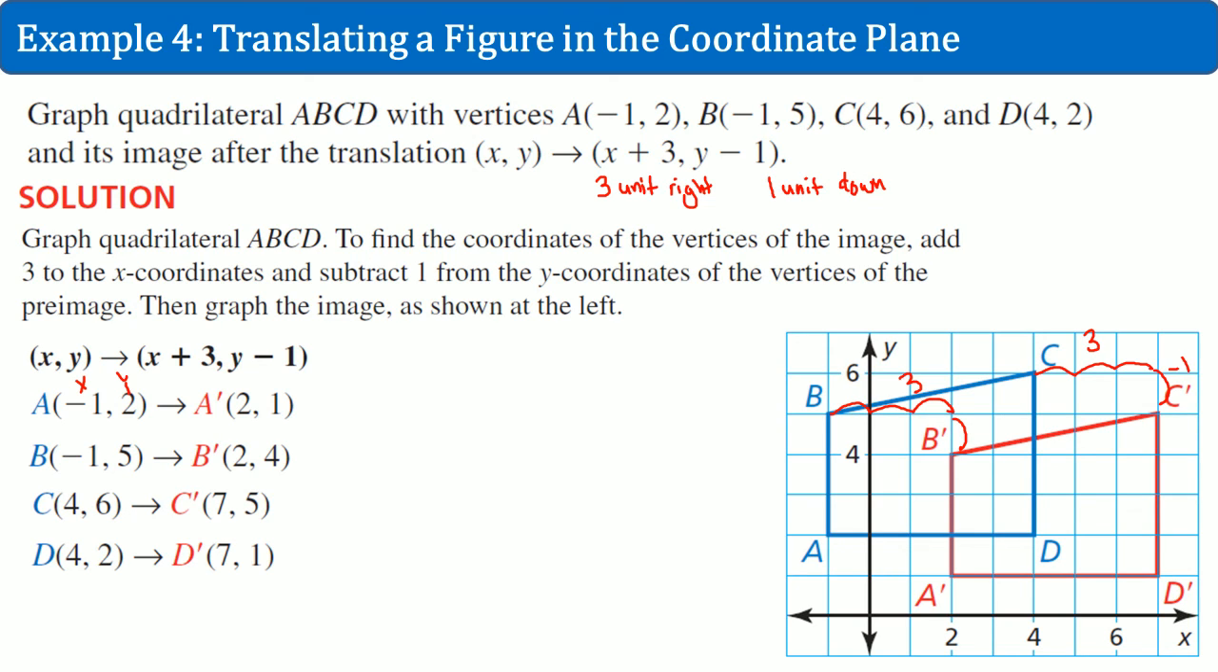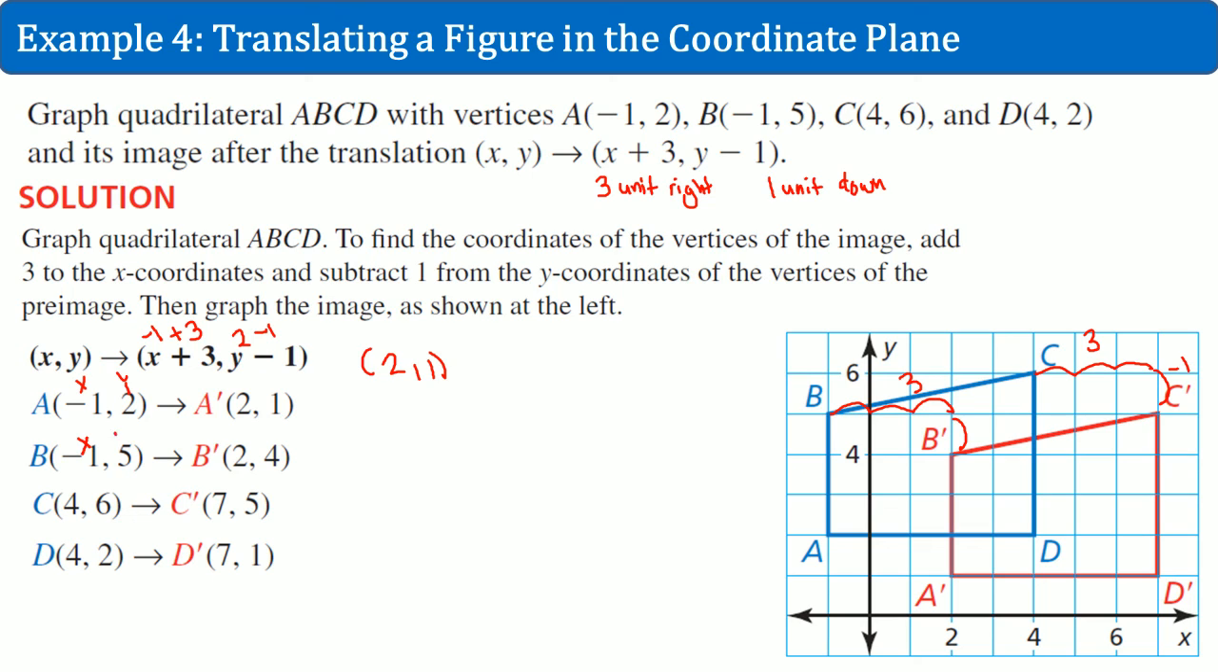Okay. If we apply this rule, this was -1. We add 3, then the y was 2, 2 minus 1. Notice here, what does that get you? What's -1 plus 3? That gets you a 2. What is 2 minus 1? That gets you a 1. Do you see that? Likewise, let's do that again.